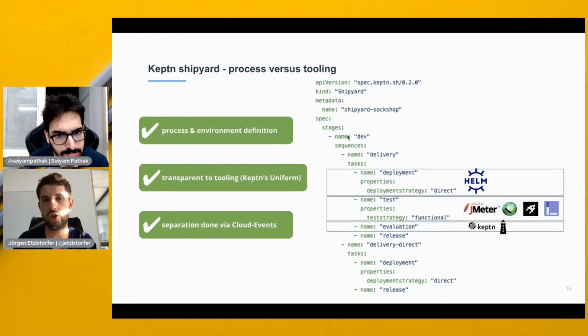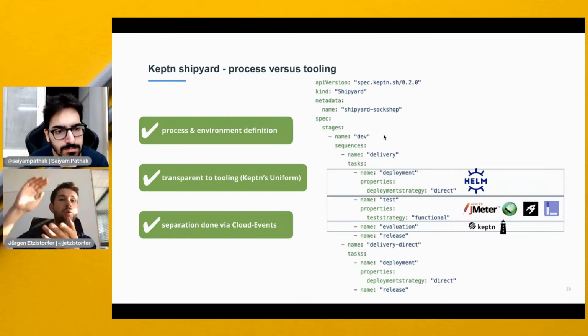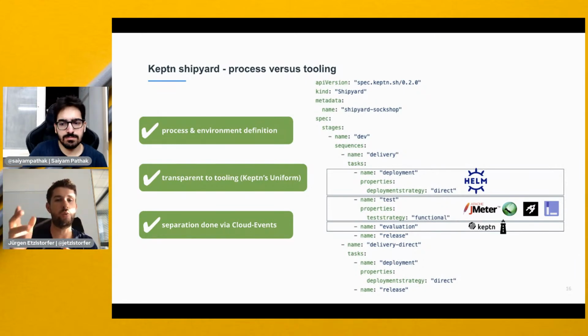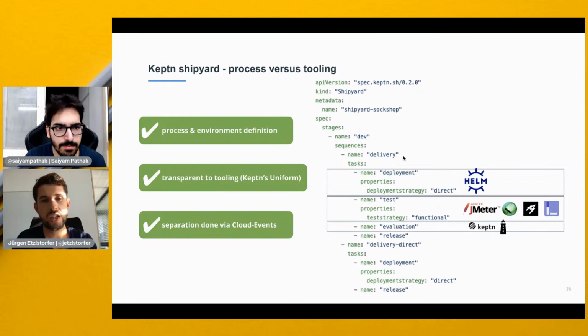You could imagine you just take the whole block, you can copy paste it, and you can move it to staging and then just change the ways that are different between dev and staging. What we can see, we have one sequence and it's called delivery.